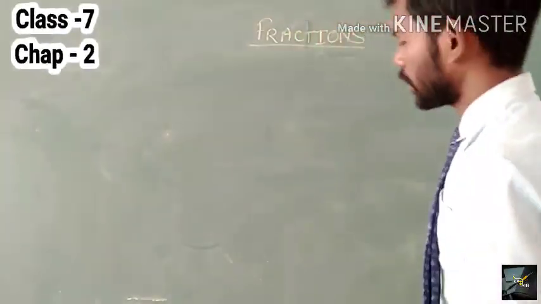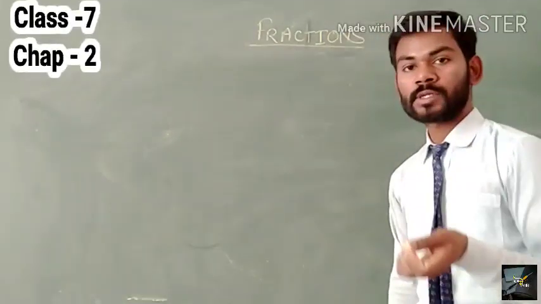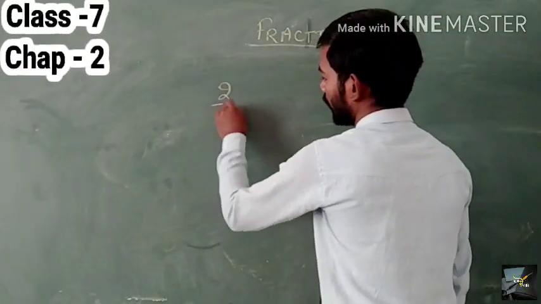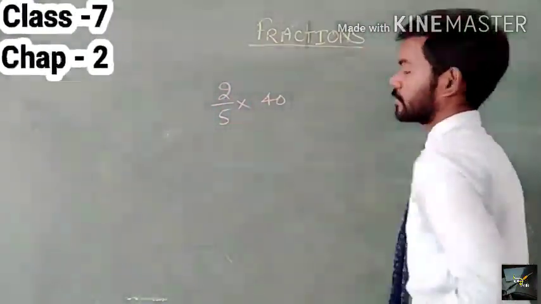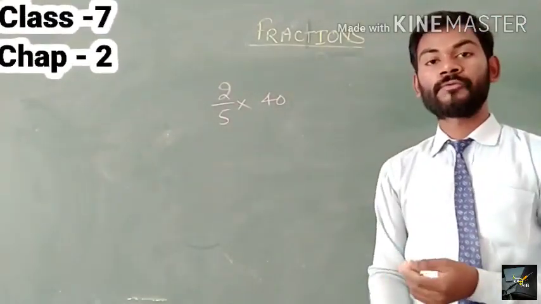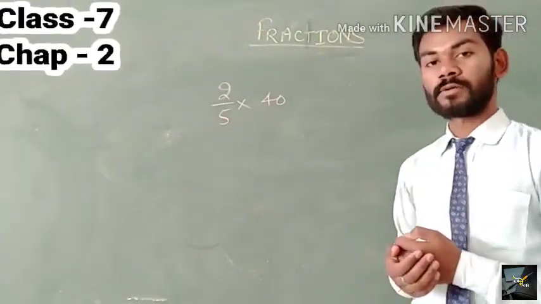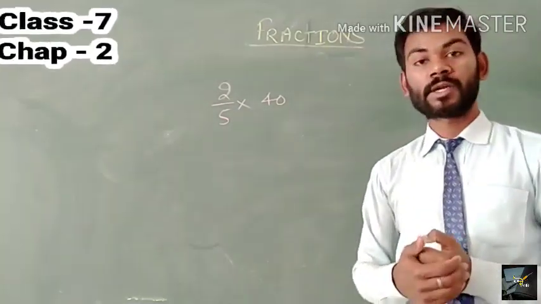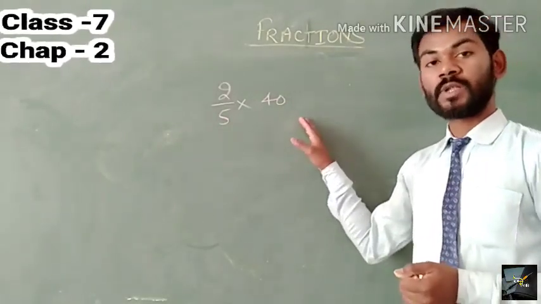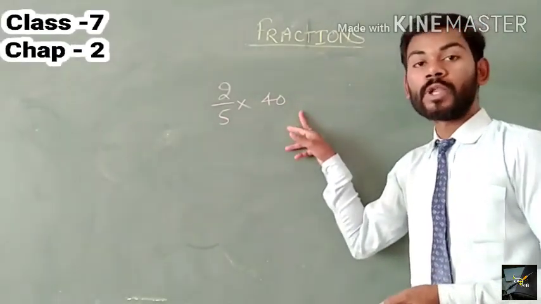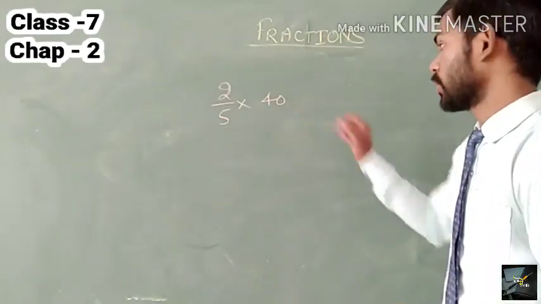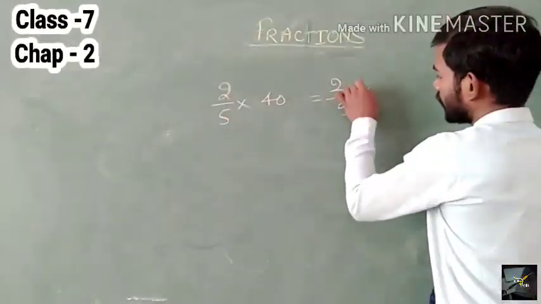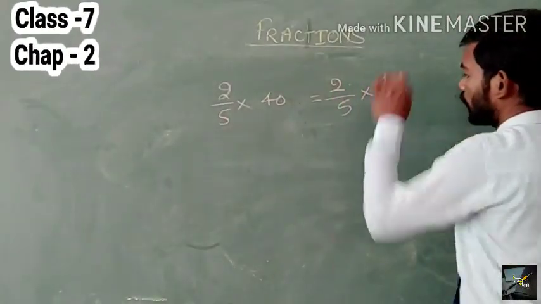Before starting the reciprocal of fraction, one most important thing I would like to tell you is that sometimes the question is written in the form 2 upon 5 multiplied by 40 only. And many students get confused whether 40 should be in the denominator or numerator. So students, you have to always remember that whenever the question is given like this, then 40 will always be the numerator. So in this case, we can write this as 2 upon 5 multiplied by 40 upon 1.